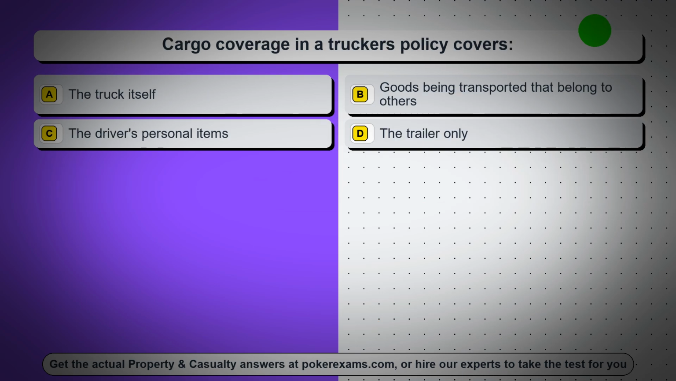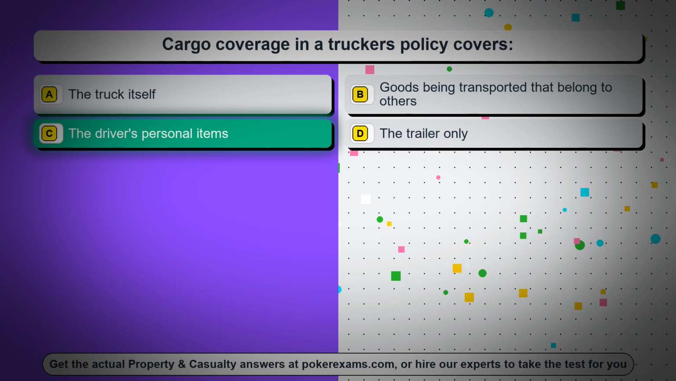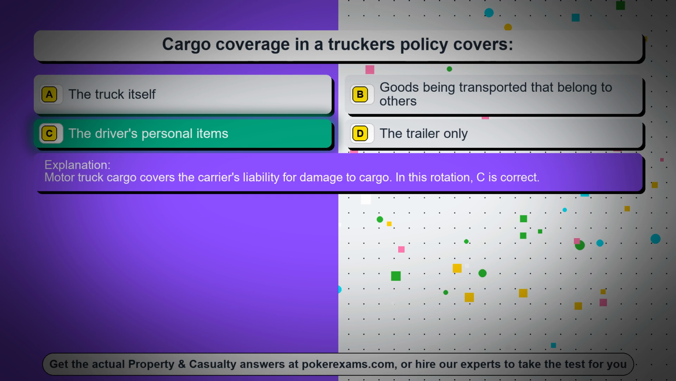Question 59. Cargo coverage in a trucker's policy covers: Option A, the truck itself. Option B, goods being transported that belong to others. Option C, the driver's personal items. Option D, the trailer only. The correct answer is option C, the driver's personal items. Motor truck cargo covers the carrier's liability for damage to cargo. In this rotation, C is correct.